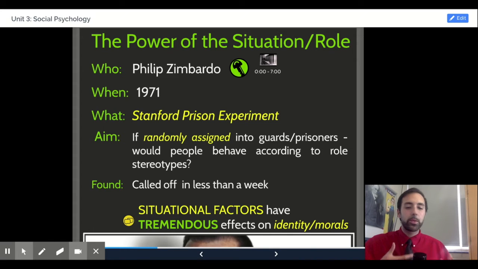And even though this was a mock prison, it wasn't a real prison, the situation that the participants found themselves in was so powerful. People abandoned their own personal identity, abandoned their own moral compass, and began to do things that, as we've just alluded to, were incredibly inhumane.